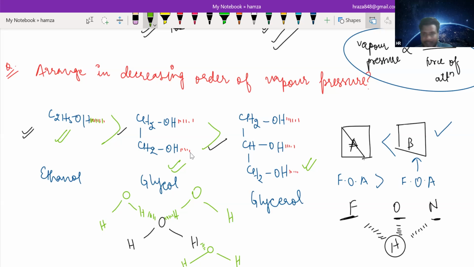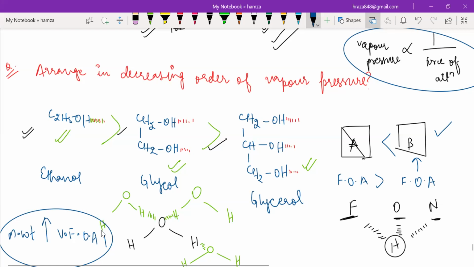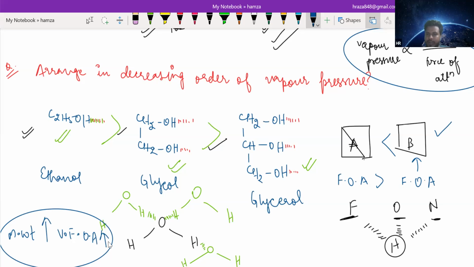There is another saying about force of attraction. You have probably studied in class 11th that molecular weight increases van der Waals force of attraction. Have you ever heard this? Van der Waals? Yes. But I don't know what it is. Basically, as molecular weight increases, van der Waals force of attraction increases.